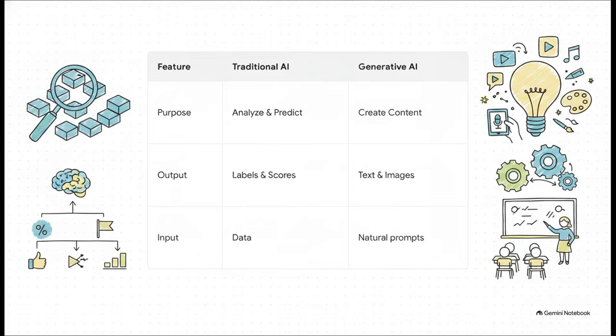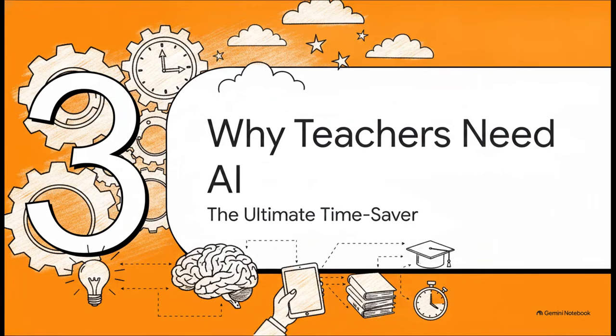Moving right along to Section 2, Traditional versus Generative AI, and understanding the difference between the two. So there's this huge shift happening right now. Traditional AI, that's all about analysis. You feed it data, and it spits out labels or scores. You know, like Netflix recommending a movie or your email filtering out spam. But generative AI is a whole different ballgame. Its main purpose is to create. You just give it a conversational natural language prompt, and boom, it generates brand new text, images, audio, video, or even code.